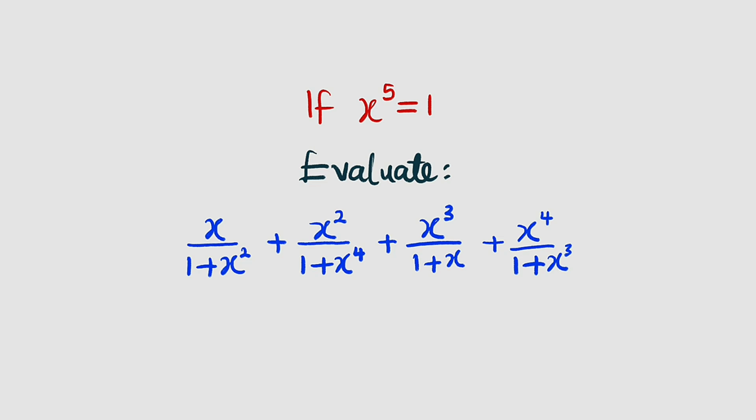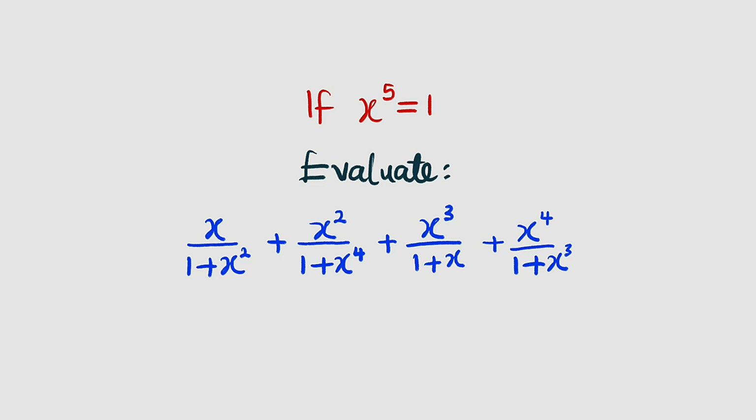Okay, let's get started with the solution. We have x divided by 1 plus x squared, plus x squared divided by 1 plus x to the power of 4, plus x cubed divided by 1 plus x, and lastly plus x to the power of 4 divided by 1 plus x to the power of 3.